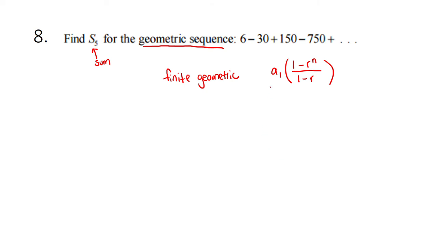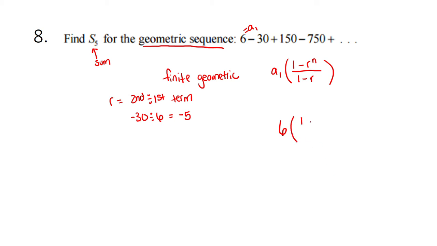So our A1 is easy. Our A1 is the first term in the sequence, so that's going to be 6. The most important thing about geometric sequences is to find the r in the problem. We have to figure out what the r is. And for r, we do our second term divided by our first term. So that means we have negative 30 divided by 6. And that gives us negative 5. So our r in the problem is negative 5, and we can finish our equation.